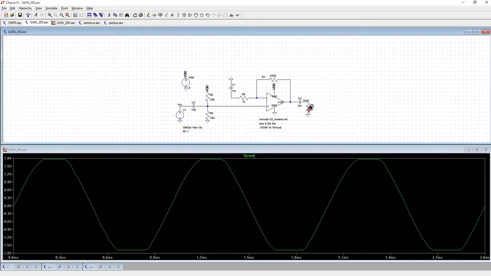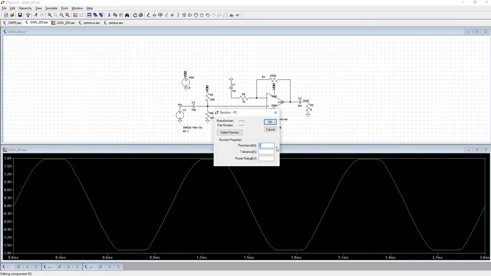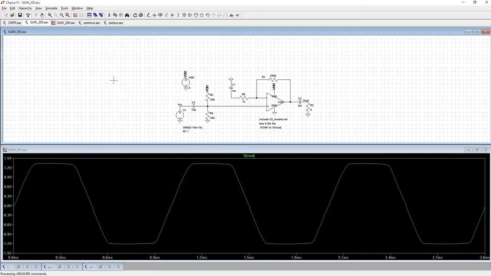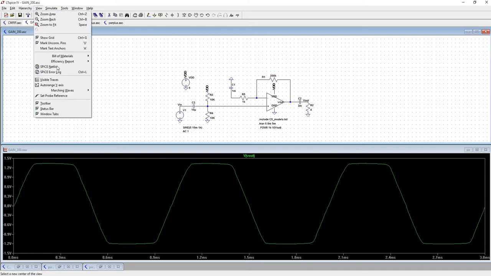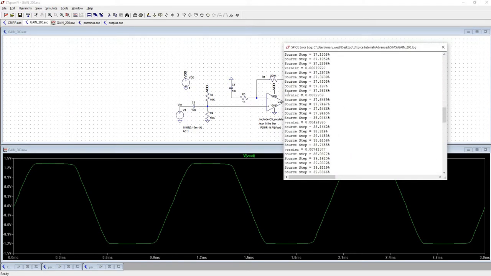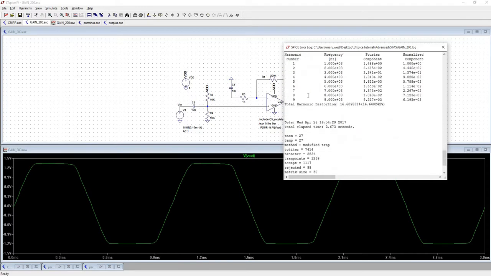Now if we were to increase the load, let's say we had a 4 ohm speaker on there, this just might totally break it. Yeah, and it does. Not only do we see a major reduction in the gain, but that clipping gets much worse. So now let's take a look at the harmonic distortion. And there, now it's at 16%, so that's terrible. You don't want to do that.